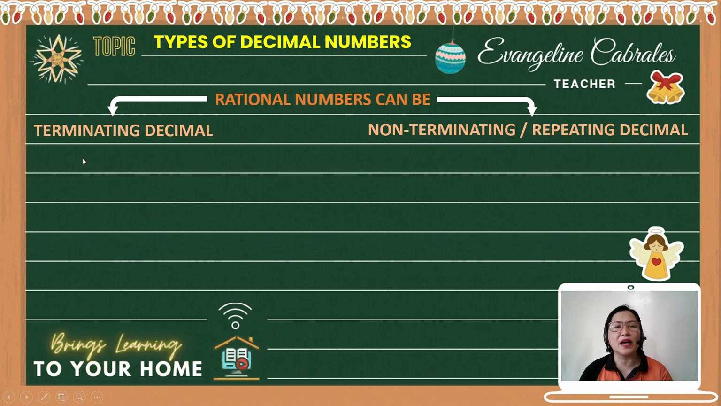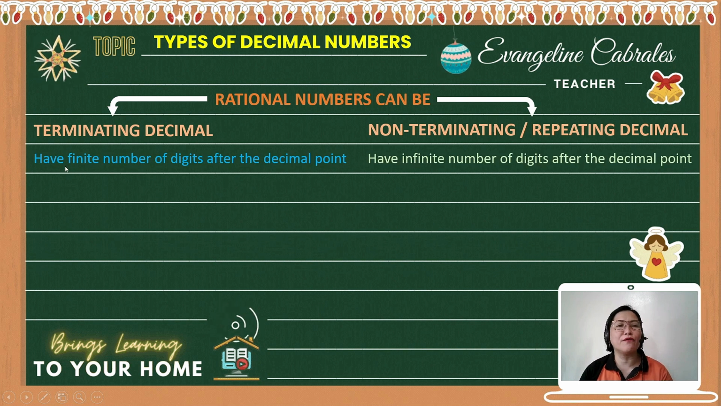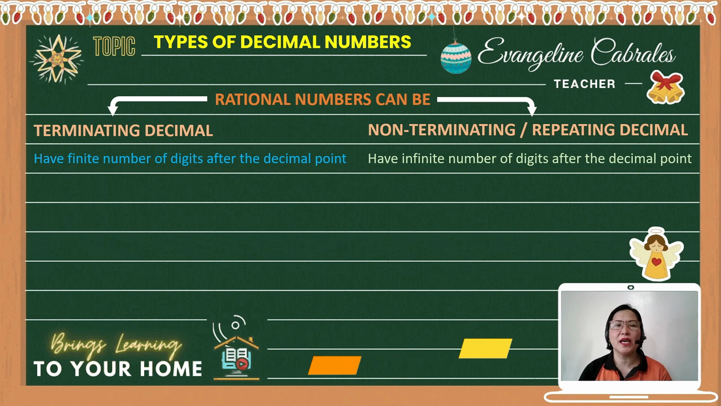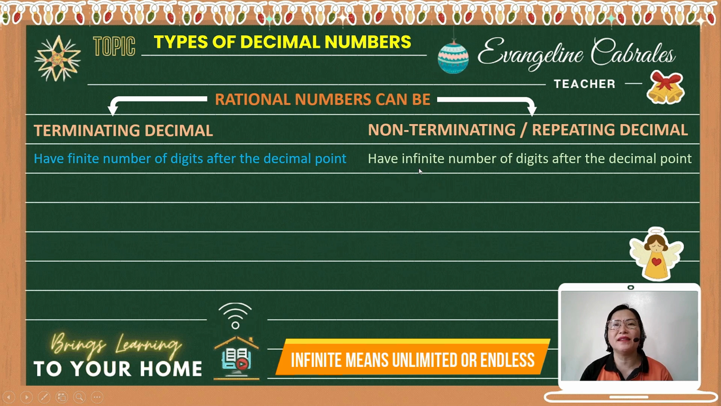So, ano ba ang pagkakaiba nilang dalawa? Terminating decimal have finite number of digits after the decimal point. When you say finite, natatapos. Okay? Natatapos o tumitigil ang number of digits pagkatapos ng decimal point. Ang non-terminating or repeating decimal naman ay have infinite number of digits after the decimal point. Infinite means endless, walang katapusan.